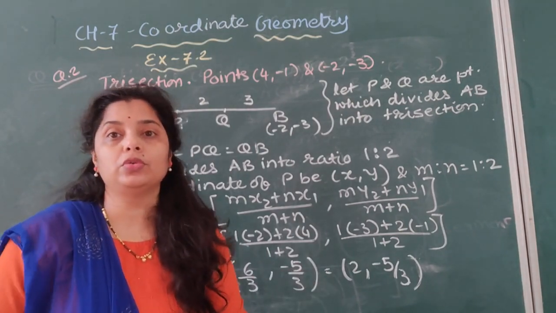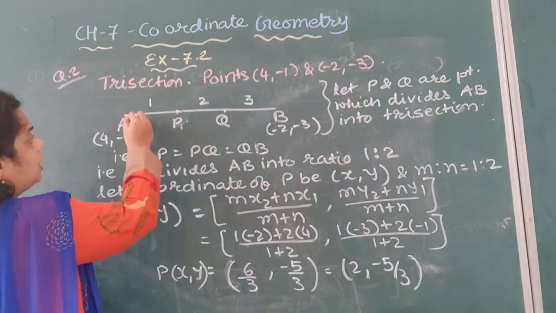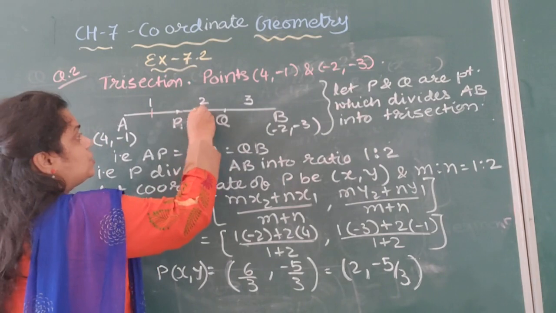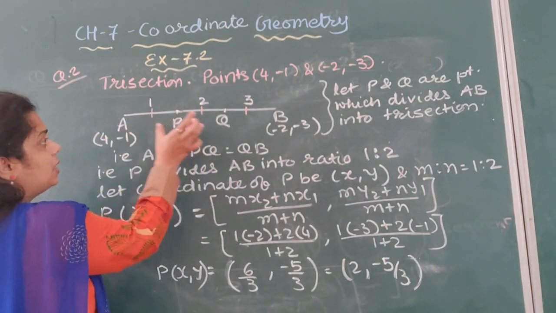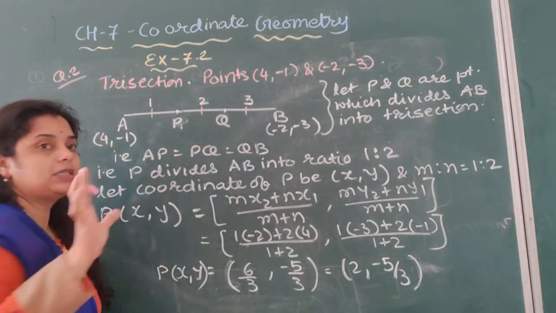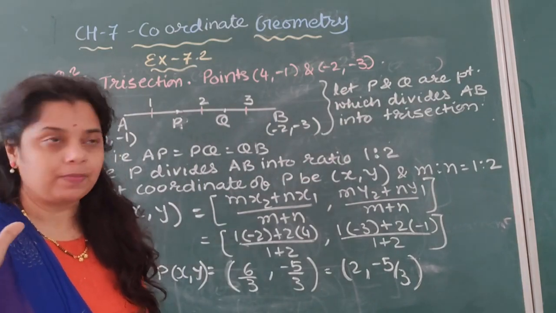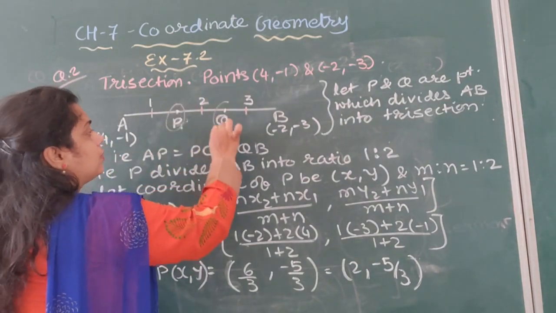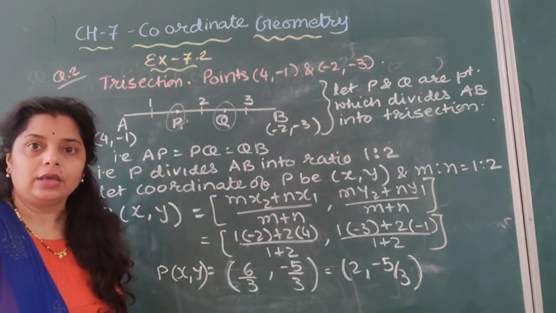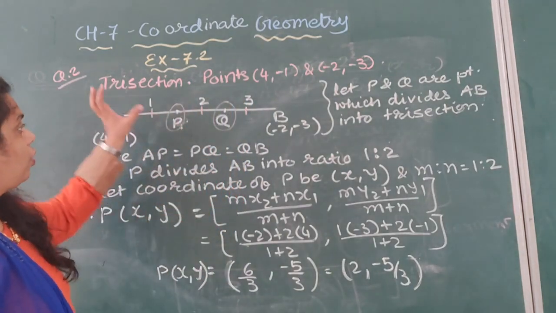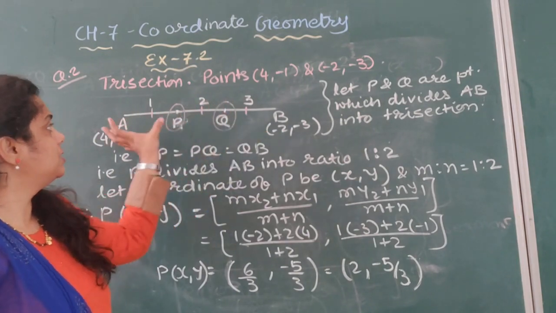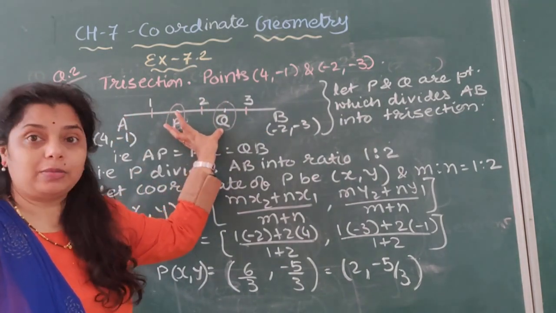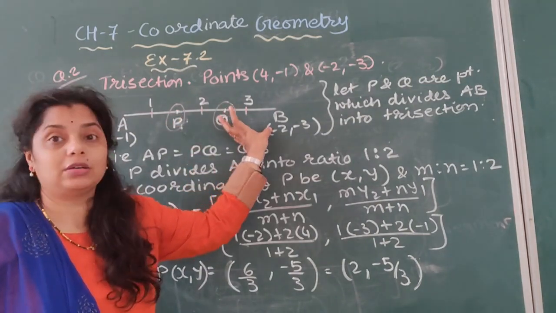First of all, think about this: if AB is a line segment and we need 3 equal parts, this is the first part, second part and third part. It is given that it is a trisection, so for trisection we need 2 points. Now if I divide it into equal parts, this is the first part of the three, this is the second part, and this is the third part.